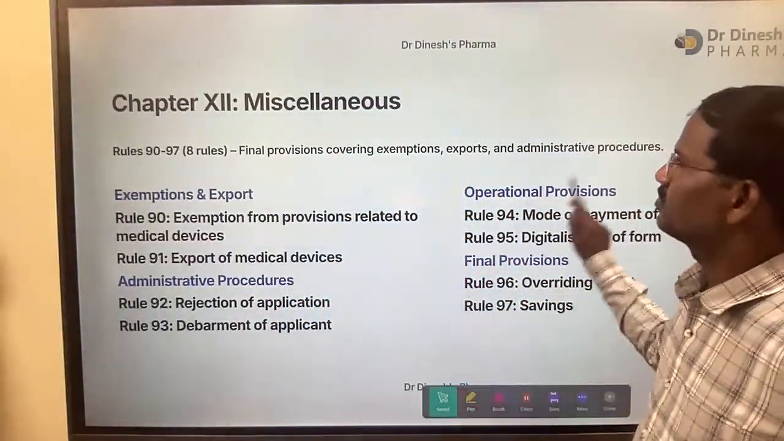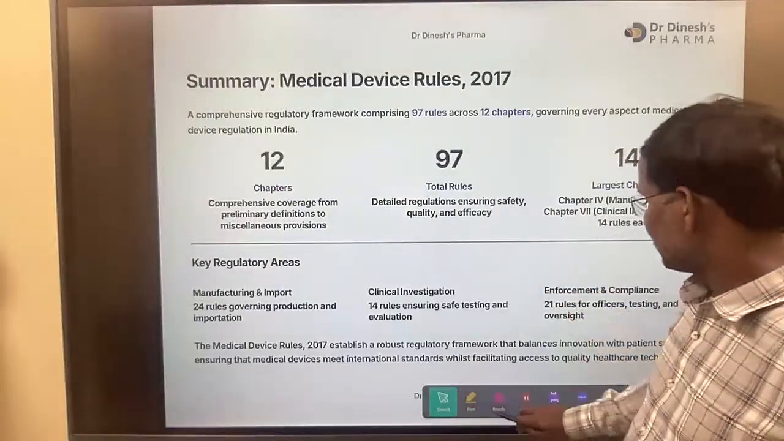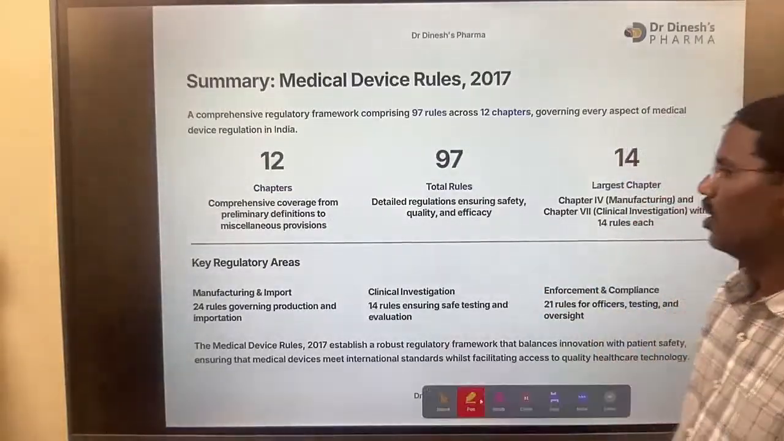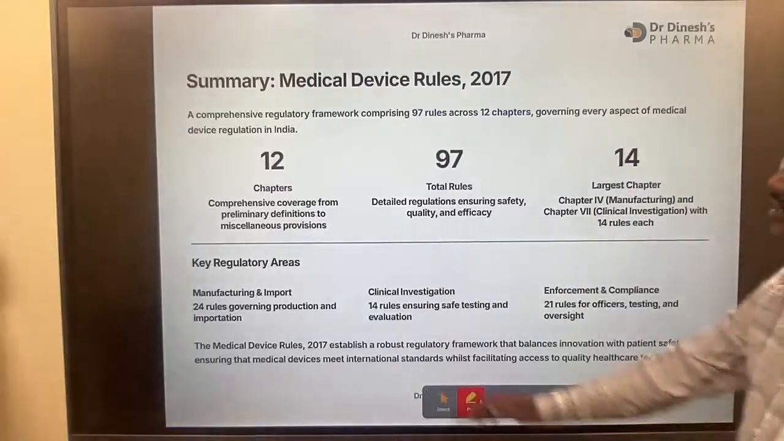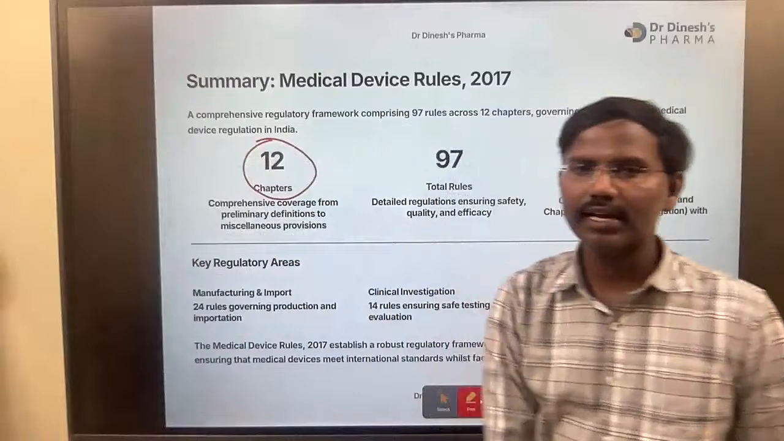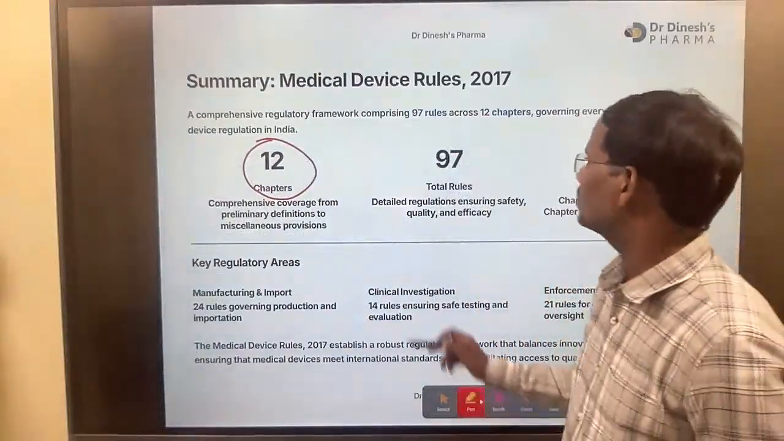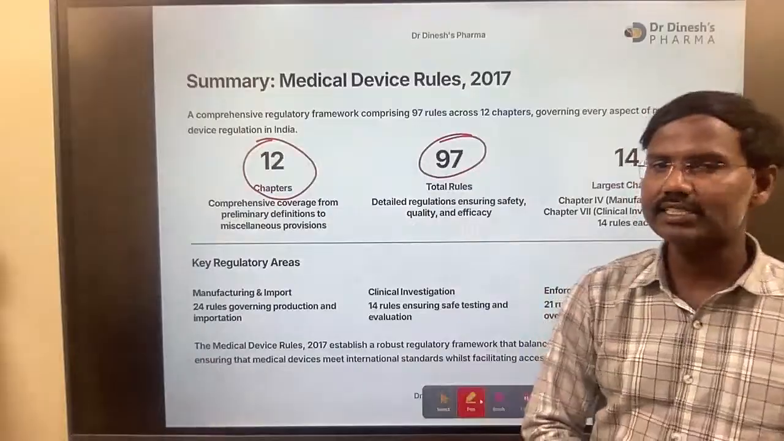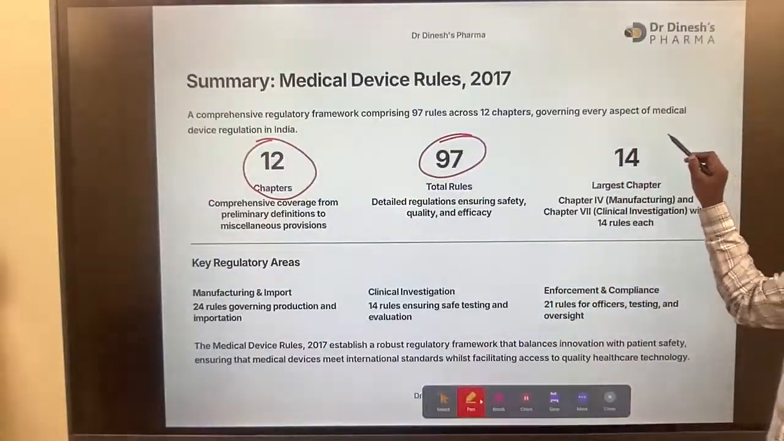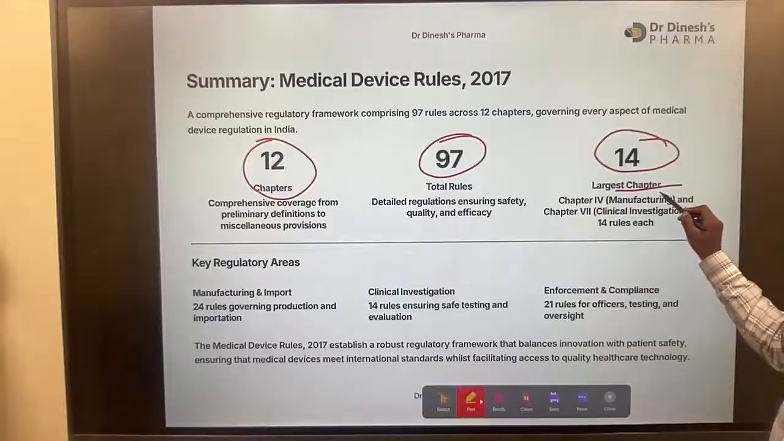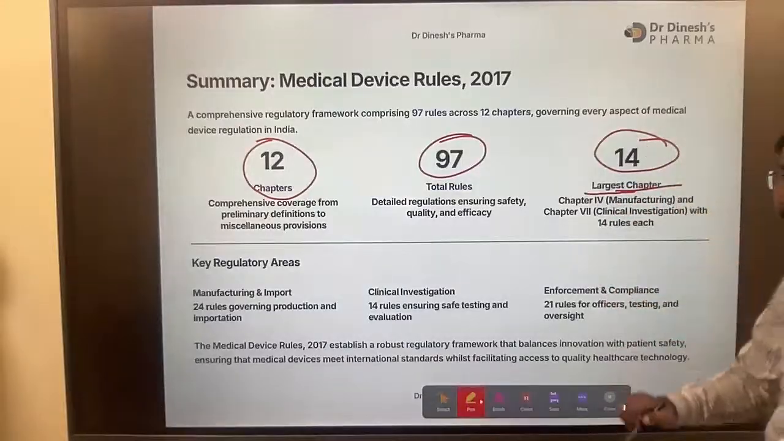Next, this is the summary slide. Just remember, this is a very important slide, so you will not get confused about the rules. Medical Device Rules contain 12 chapters and 97 rules, and the largest chapter is the fourth chapter, which contains 14 rules only.